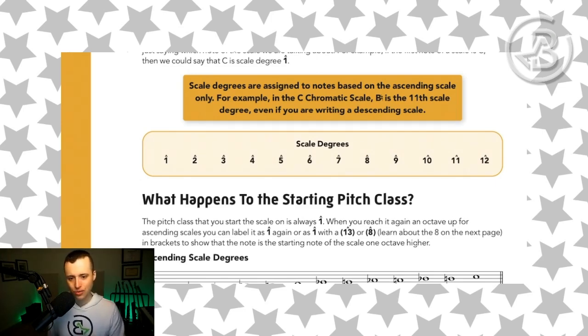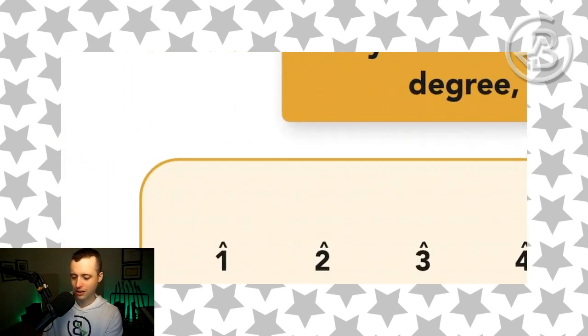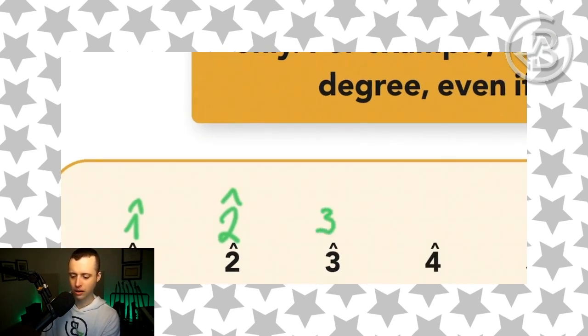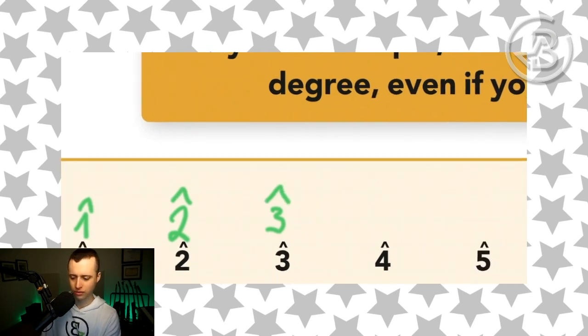So practice writing scale degrees. All you got to do is just write a regular number and then give it a roof, a regular number, and give it a roof. That's all you got to do for scale degrees. I will see you in the next lesson.